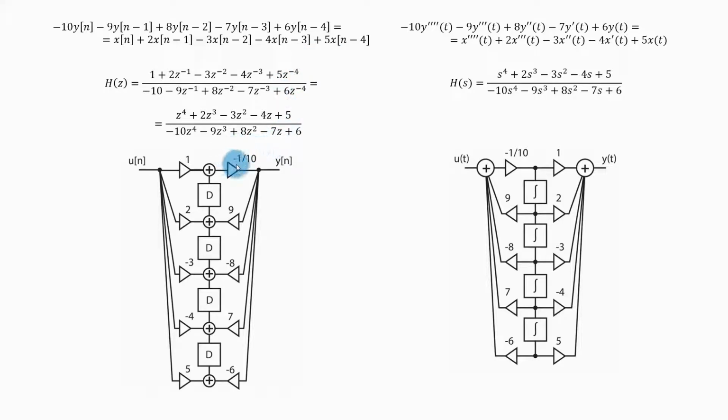This is 1 over a 0. That is 1 over this number. This is minus a 1, which comes from here, here, and here. This is minus a 2, that comes from here, here, or here. And this is minus a 3, which comes from here, here, or here. And this is minus a 4, which comes from here, here, or here.